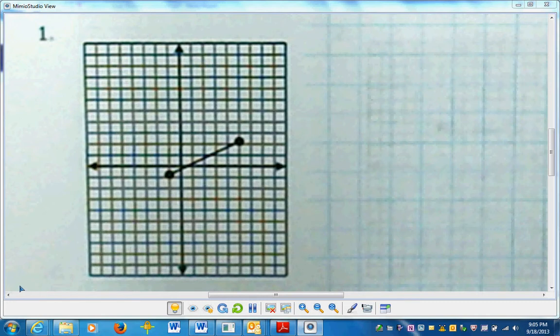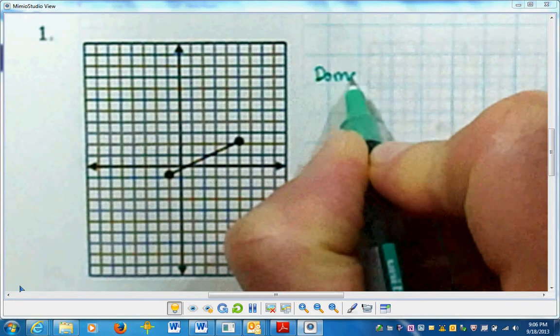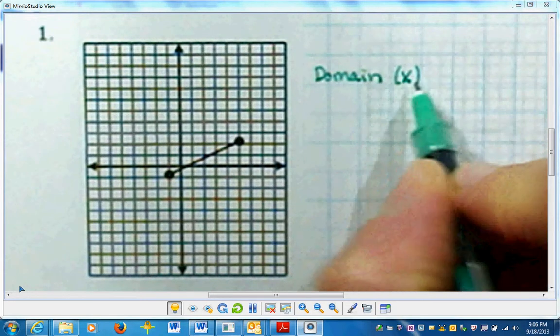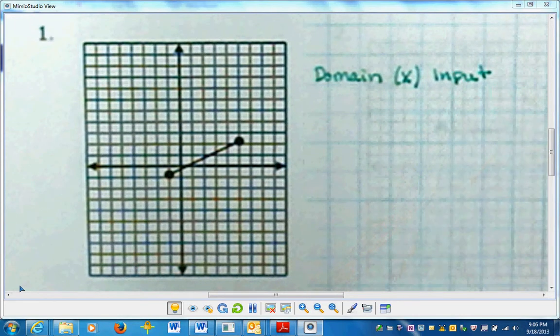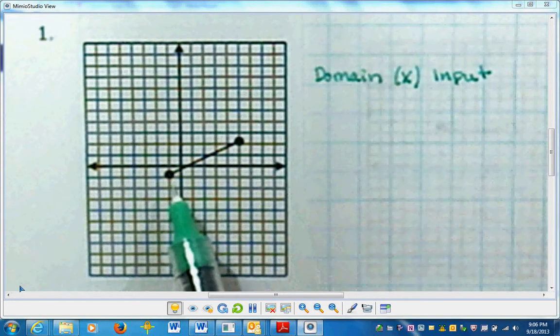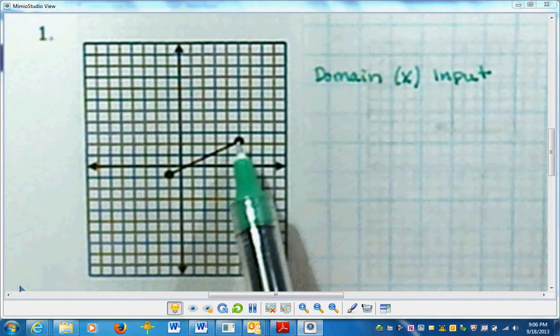Let's examine the domain and range of a function. So let's look at this particular example that has been graphed. The thing that you need to remember is domain is our x value, which is also our input. So when we're looking at the domain of this function, we want to look at all x values that correspond with the given function that we see graphed here.